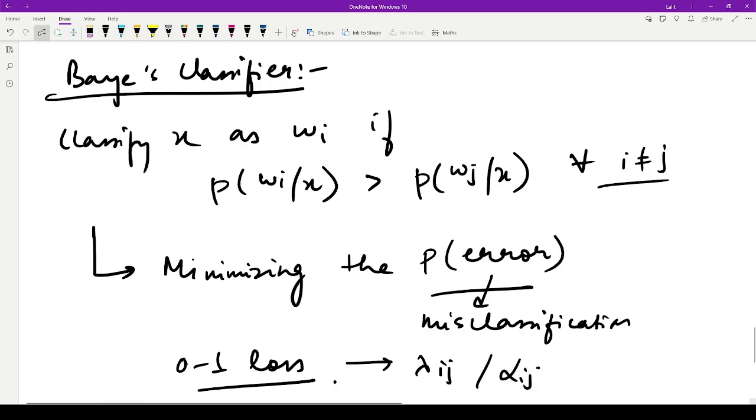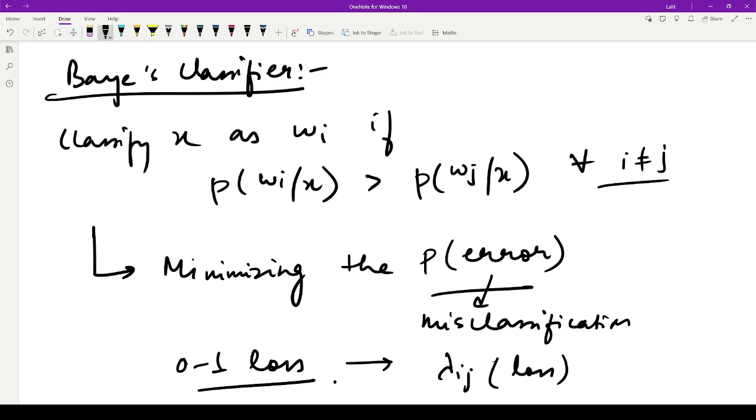I don't remember the notation. Okay, so this is alpha ij and not lambda ij. Yeah, this is the alpha ij that was discussed in the class. Or sorry, alpha is the action there, and lambda is the loss done.